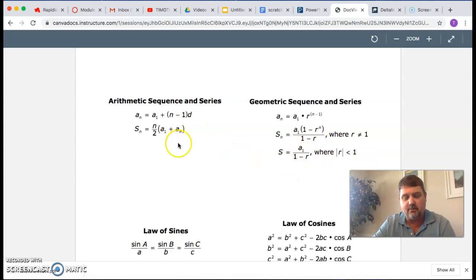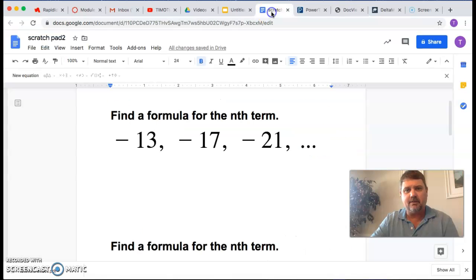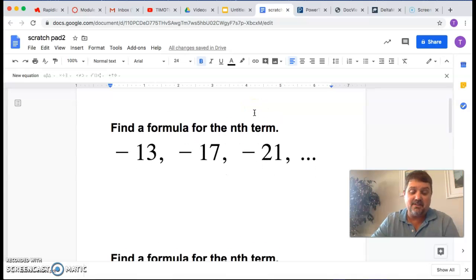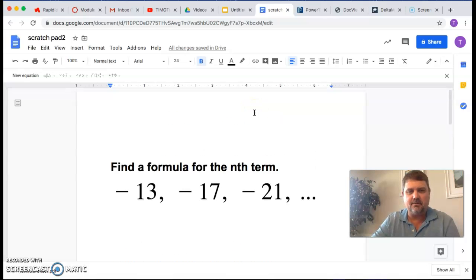Okay, so we're just going to get into review today because a lot of you haven't done some of the work required behind this, so I wanted to go over it with you one more time. All right, so let's get started with this. Now, what I've done is I've pulled up my scratch pad here. I call it scratch pad. It's just a Google Doc.